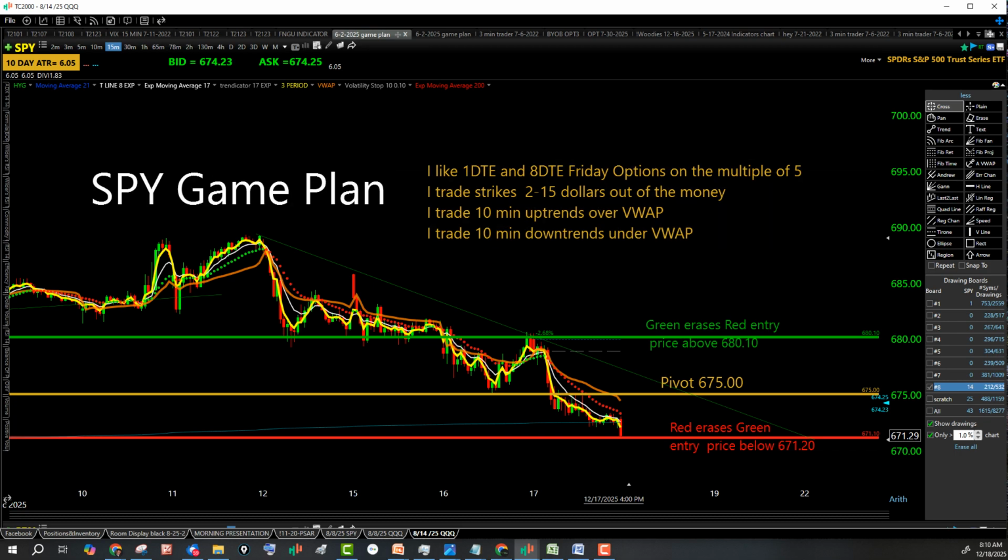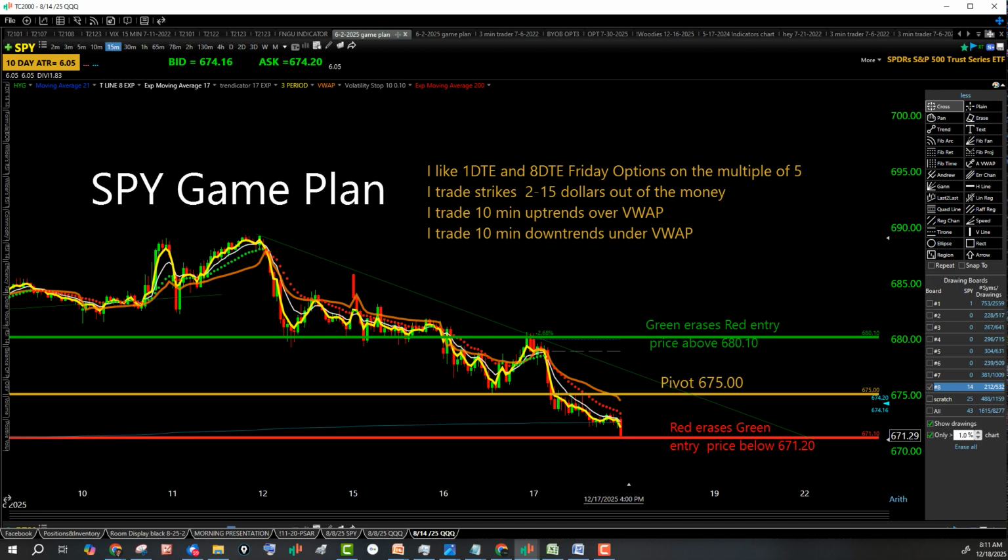I like 1 day till expiration and 8 days till expiration, Friday options on the multiple of 5 specifically for the open interest. Higher open interest equals, most of the time, tighter bid-ask spread and of course more liquidity. All right, and that's what I like. All right, I like it specifically for the higher liquidity in there.